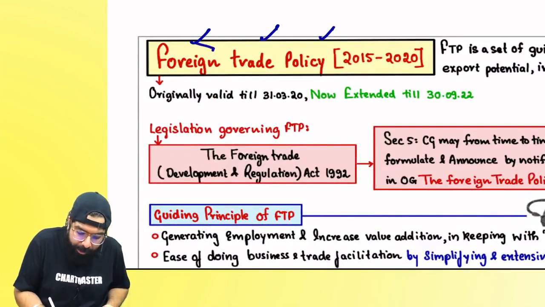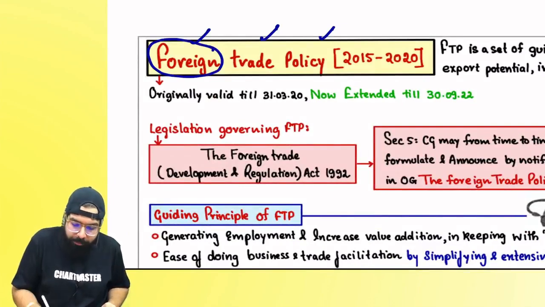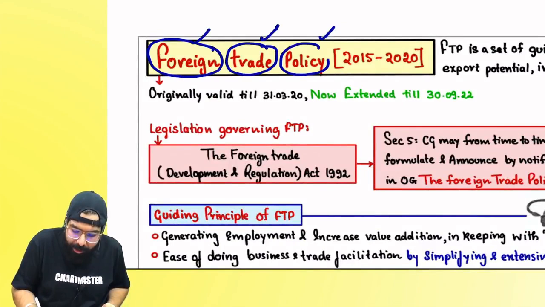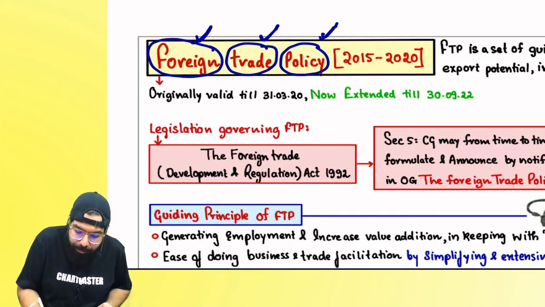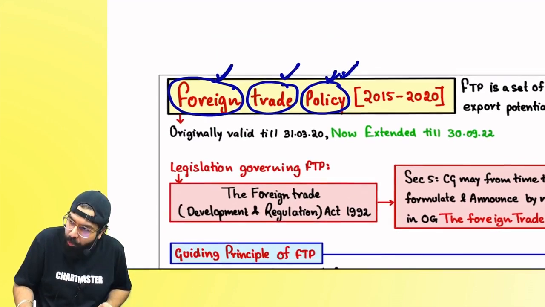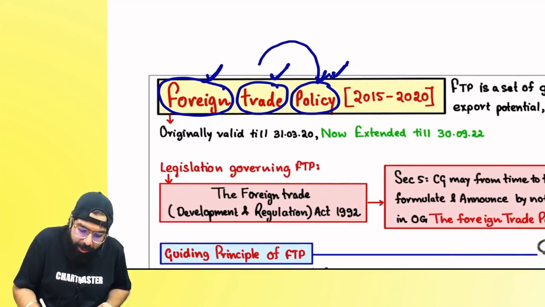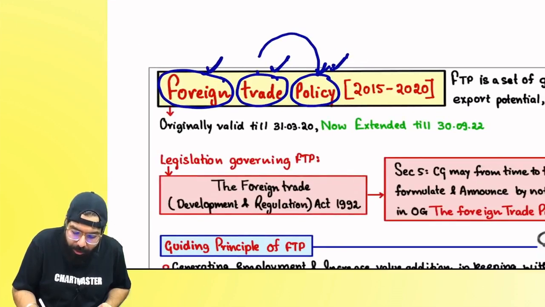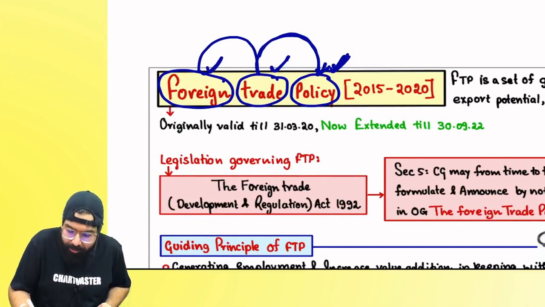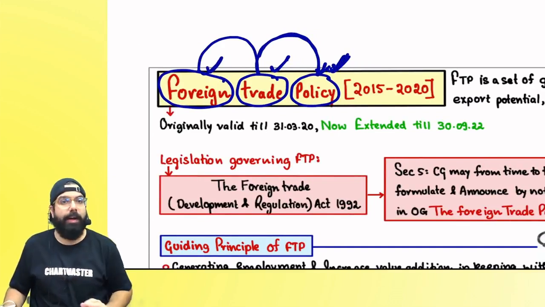What do you mean by foreign? Foreign means outside India. Trade policy. Now, why do we need, first of all, a foreign trade policy? It means, what is the policy which India is going to follow regarding foreign trade? When they want to trade outside India, what is their policy going to be? Are we clear, everyone?